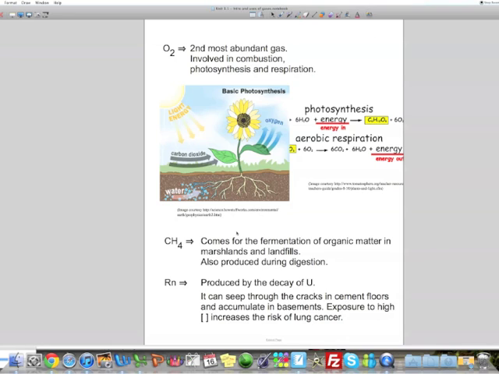Okay, another important gas, methane. Methane comes from the fermentation of organic matter. Could be in marshlands, could be in landfills, could be bodies as well, when you fart methane, amongst other gases. Okay. We also talk about cows. Cows produce a lot of methane, again through flatulence. So that's why here it says it's produced during digestion.